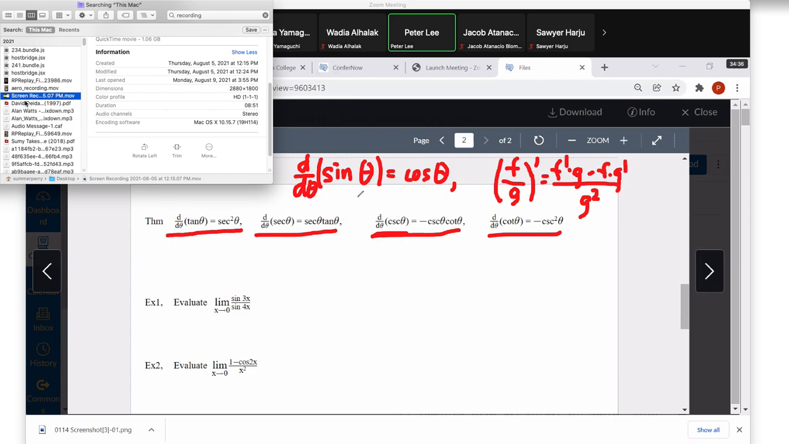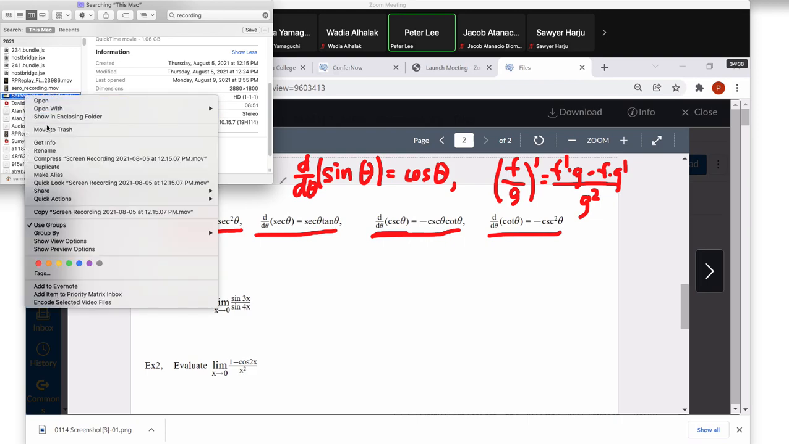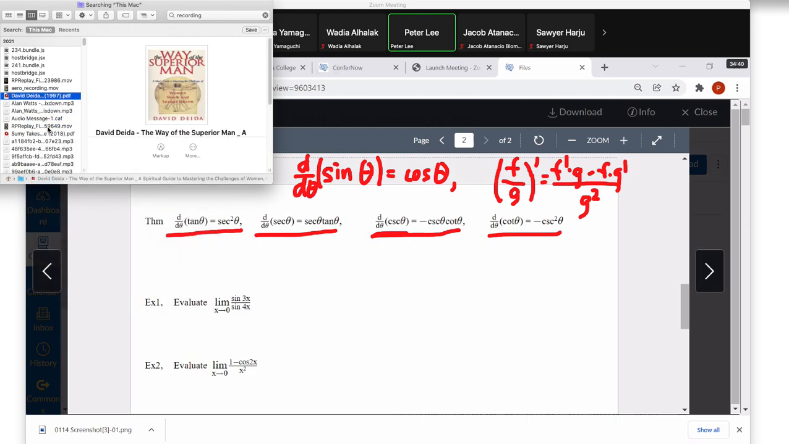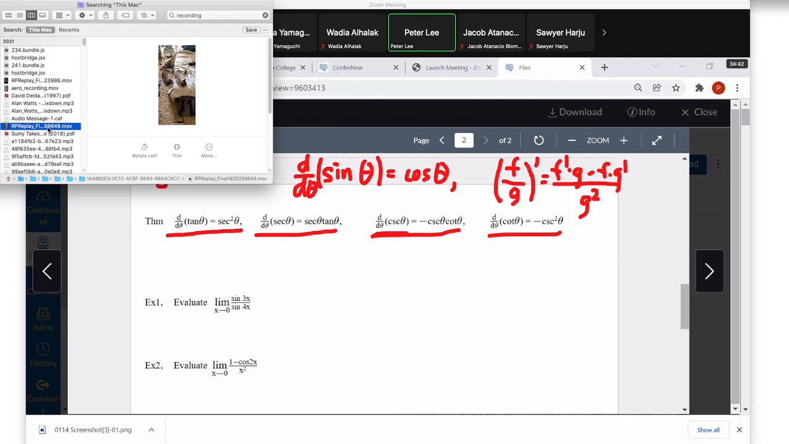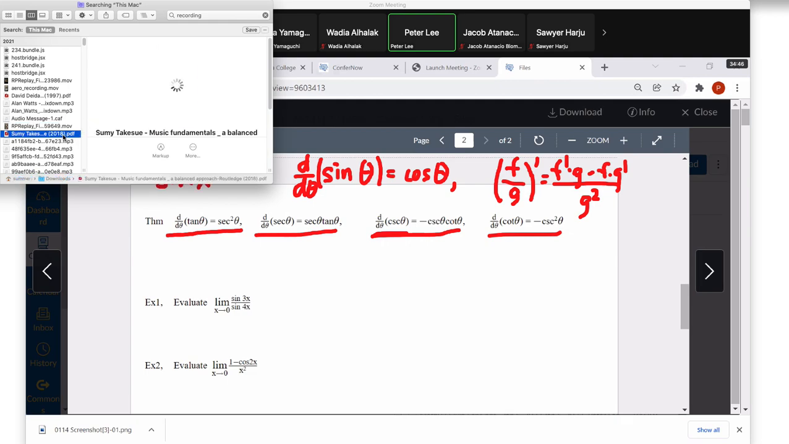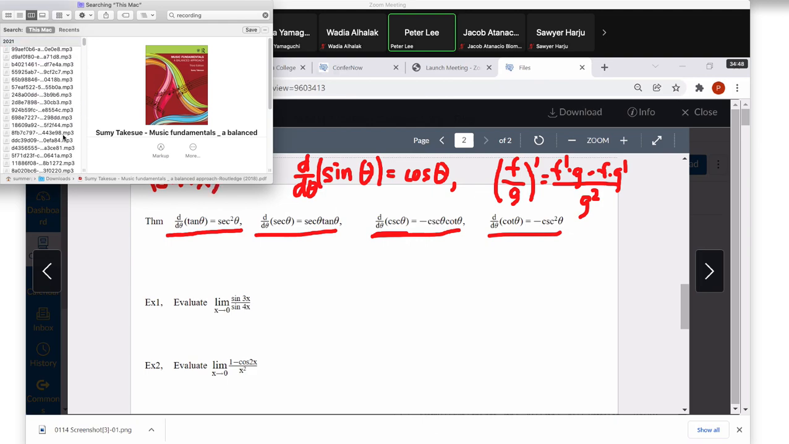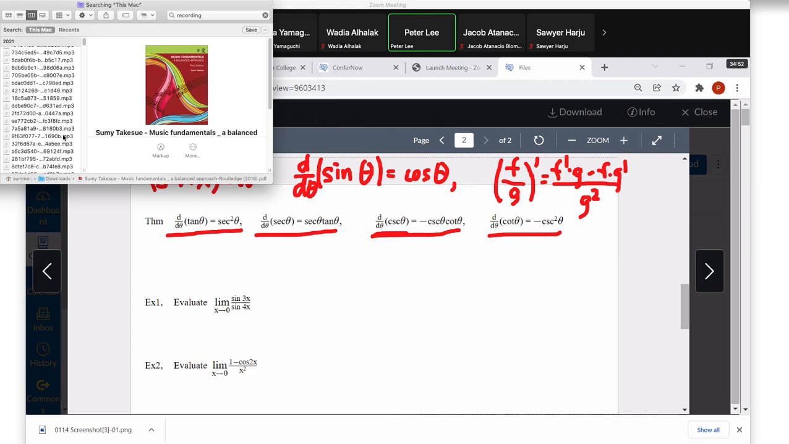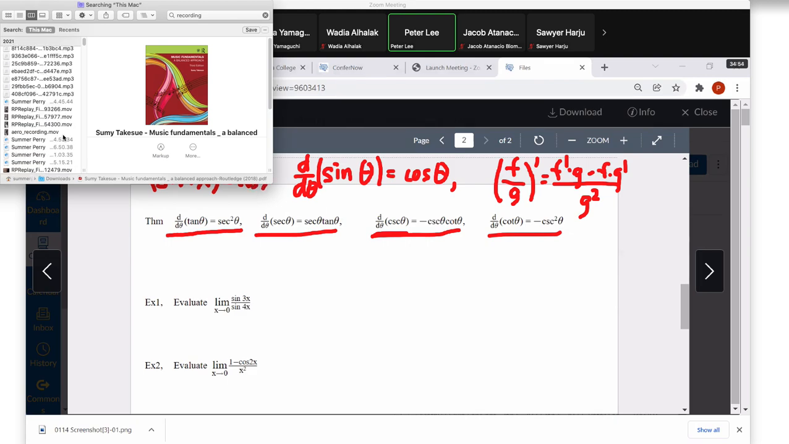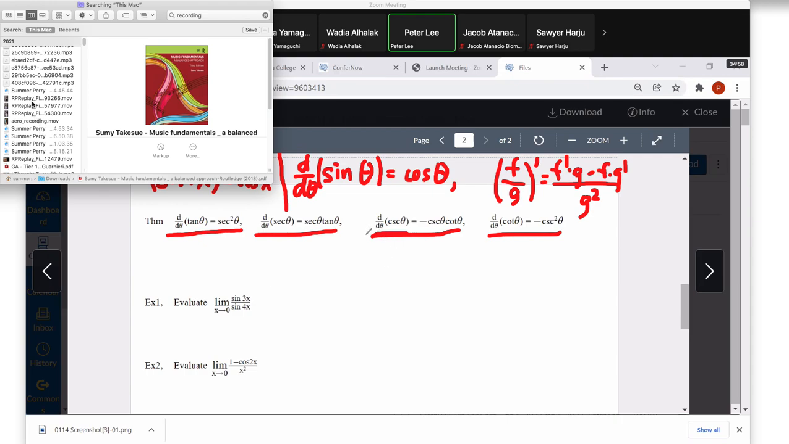In this case, maybe I should have written this way, so sine of x. The derivative of sine of x, I can write prime here, and we can write this as equal to cosine x. That's the same as this right here.